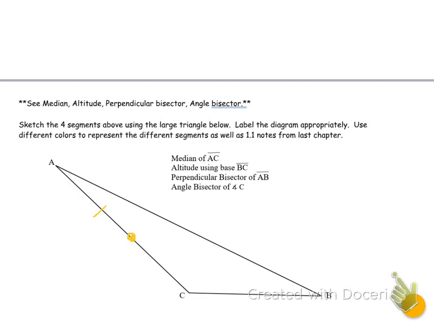Then, to show that it's in the middle, we need to show that the 2 sides are congruent. And then it's opening up to angle B because it has to go to the opposite side. So if I draw it to the opposite side, there's my median. So there's yellow.